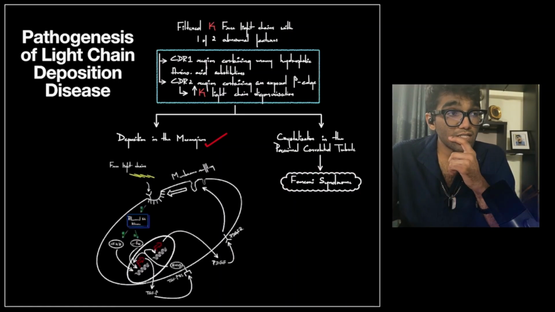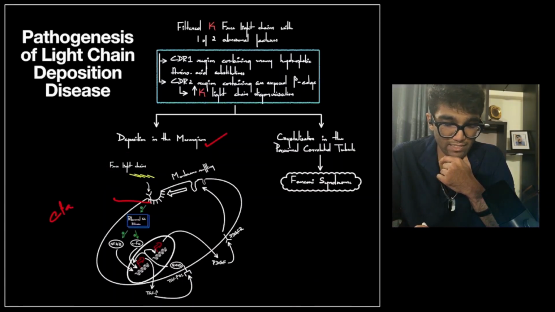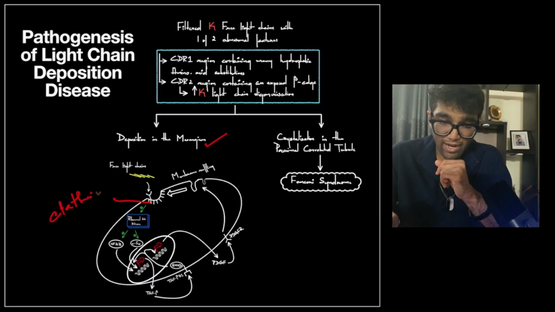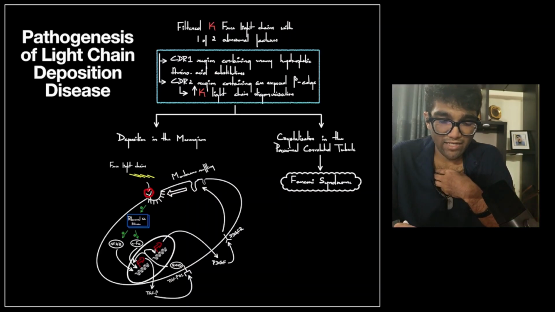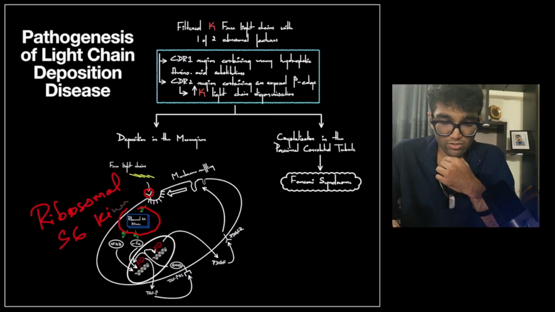If it gets deposited in the mesangium, this is what happens. These free light chains are endocytosed by mesangial cells using clathrin coated pits. So this is clathrin. These white lines are clathrin, a protein called clathrin. This coats parts of the cell membrane and causes it to invaginate. Okay, and these free light chains then bind to a specific receptor within these clathrin coated pits, and that activates a downstream kinase known as the ribosomal S6 kinase.